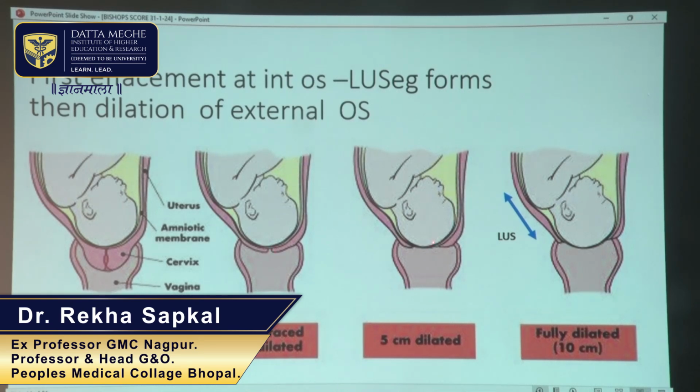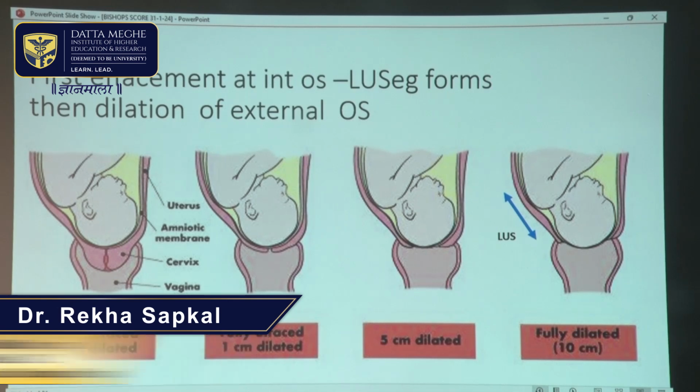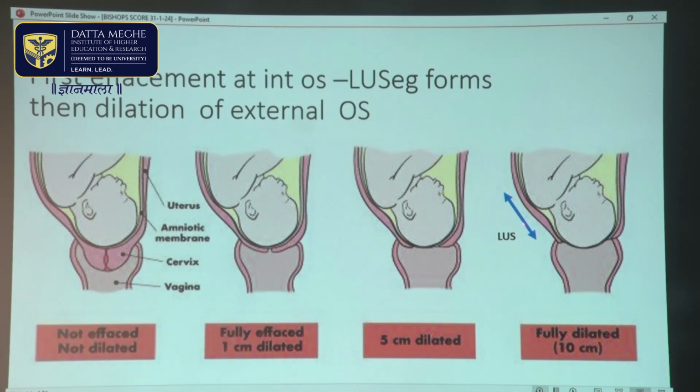This is 5 centimeter dilated fully effaced cervix. This is fully dilated cervix with the formation of this lower uterine segment which gets stretched, and here is the cephalic presentation with the head down.